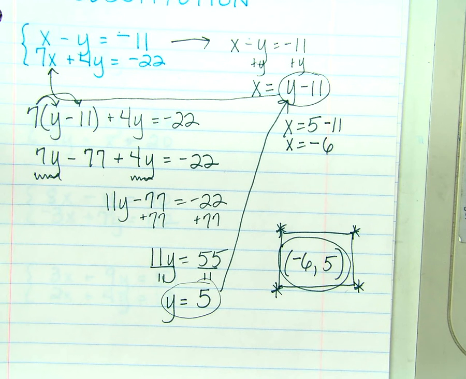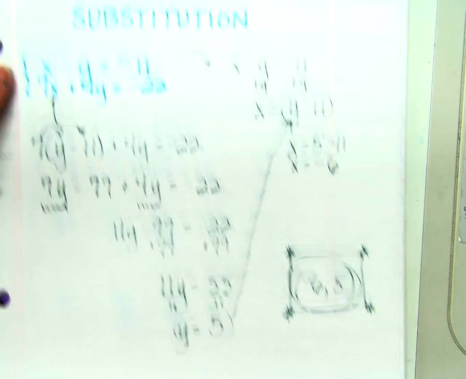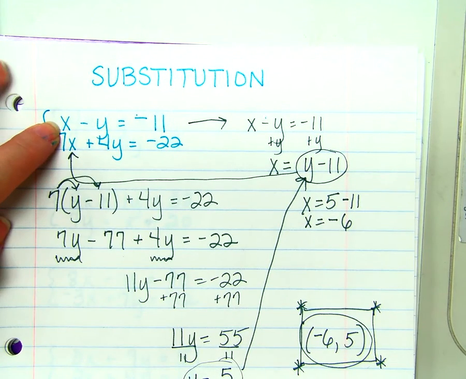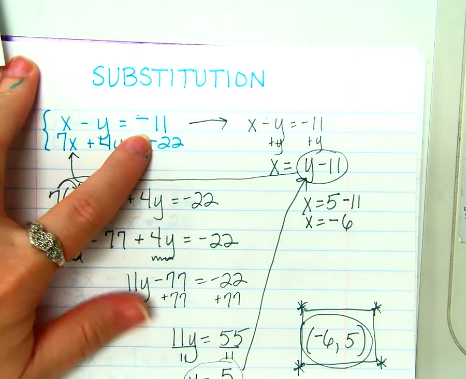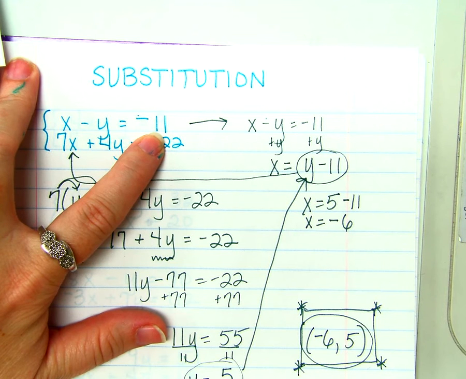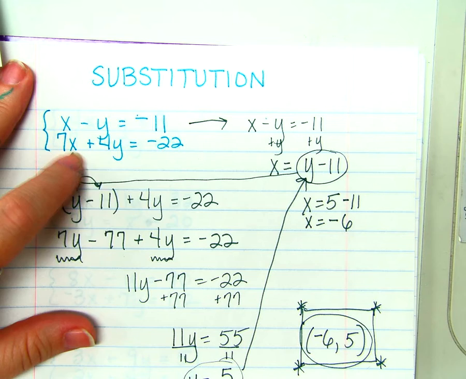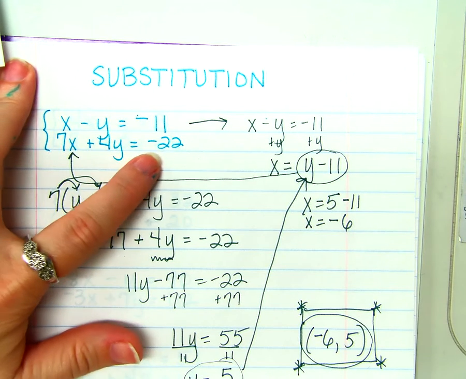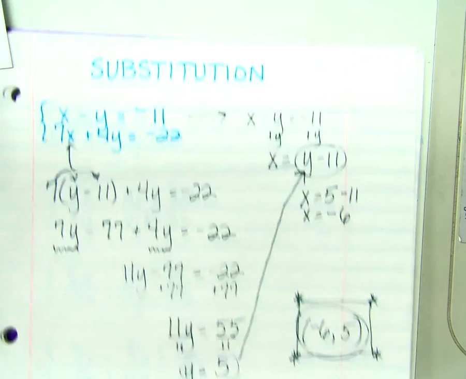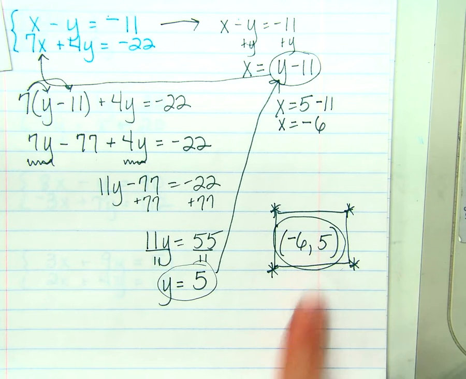Any questions? Now are we finished? Are you absolutely sure that that's the right answer? Yes. Could we just check it? If you want. Negative 6 minus 5 equals negative 11. Yes. Negative 42 plus 20 equals negative 22. Yep. Are you absolutely positive this is the right answer? Yes. Okay. Questions?